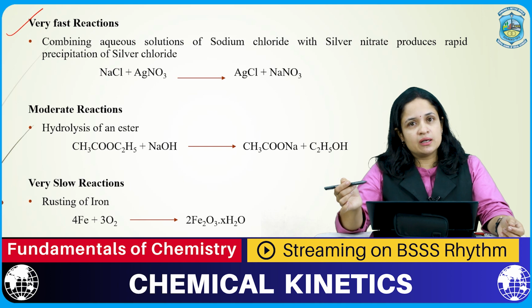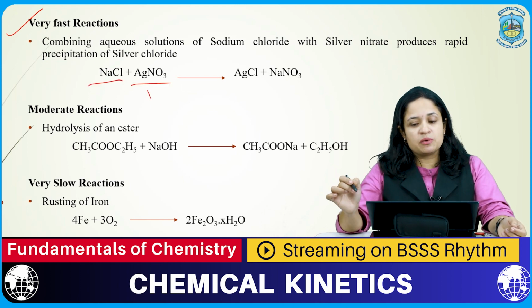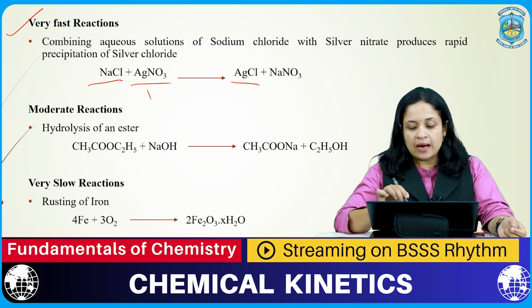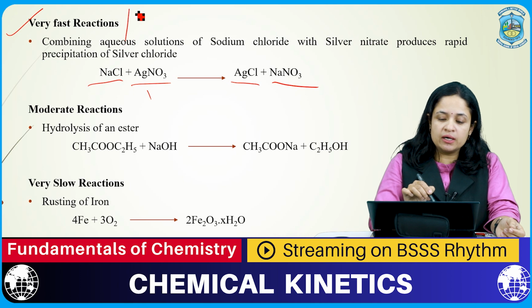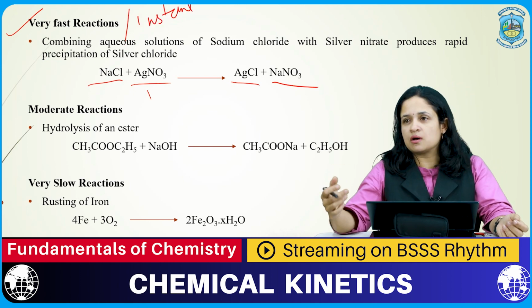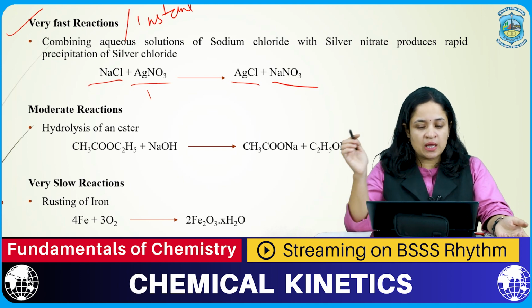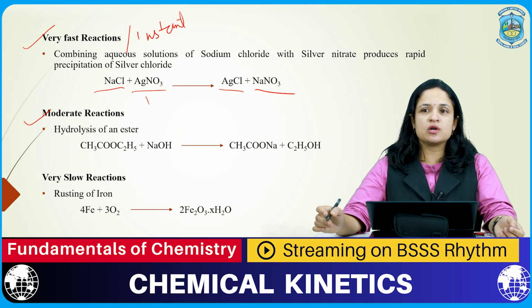For example, I have taken here the example of sodium chloride and AgNO3, silver nitrate. It precipitates to give silver chloride and sodium nitrate. This reaction is a very fast reaction, or we call it an instantaneous reaction. Such reactions occur at just a moment of time or instant of time. Second type of reaction is your moderate reactions. Moderate reactions are those which require quite a measurable amount of time to occur.